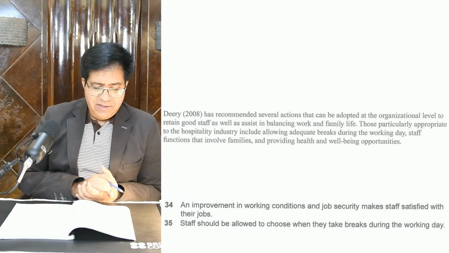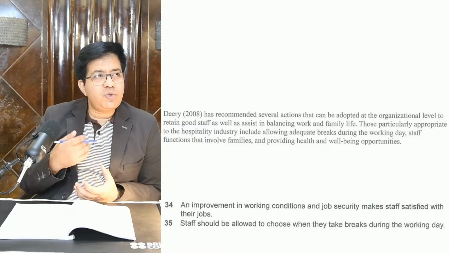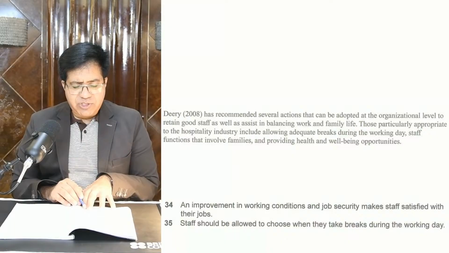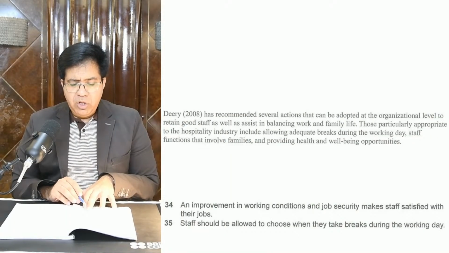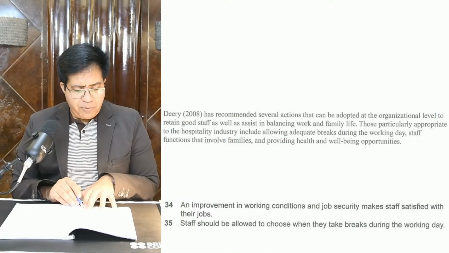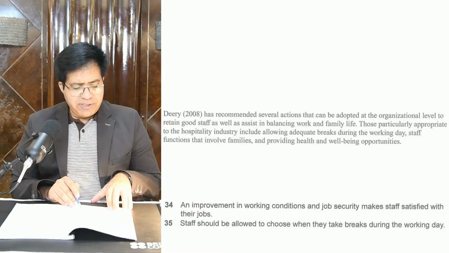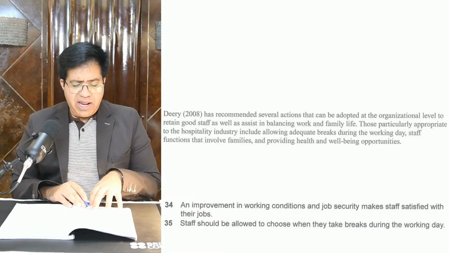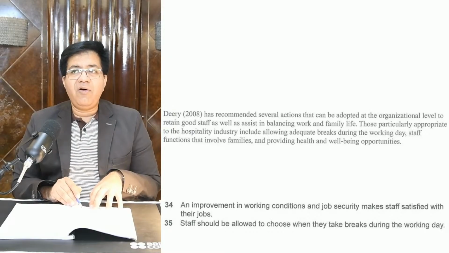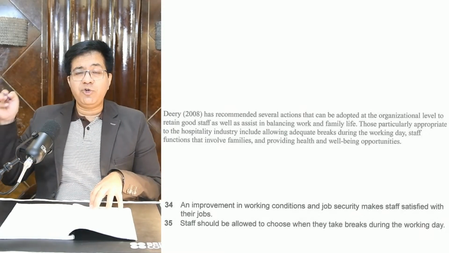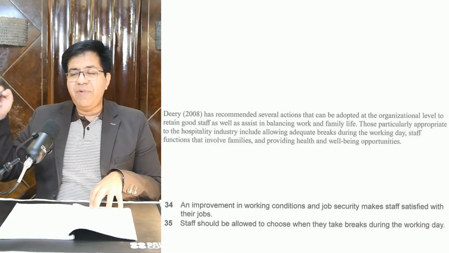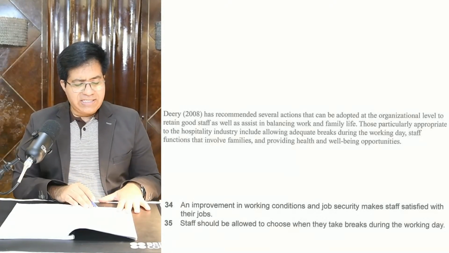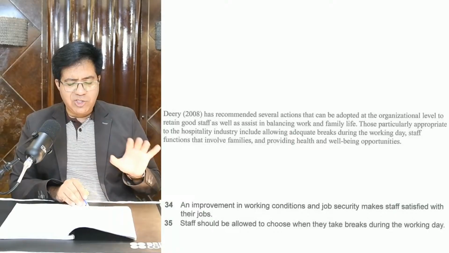Well done. Now, staff should be allowed to choose when they take breaks during the working day. Last paragraph, second line, after full stop. Those particularly appropriate to the hospitality industry include allowing adequate breaks during the working day. Now, have they mentioned staff should be allowed to choose when they take breaks during the working day? There is no information. They only said allowing adequate breaks during the working day.